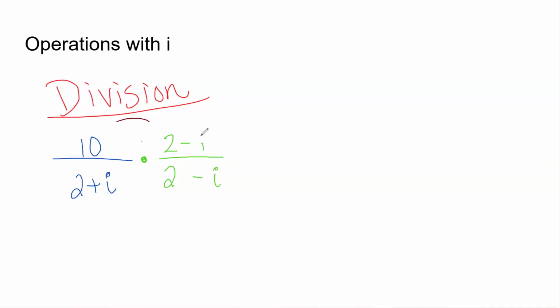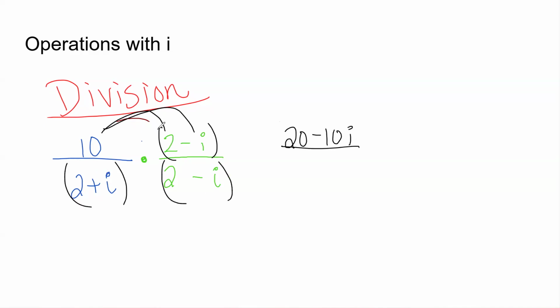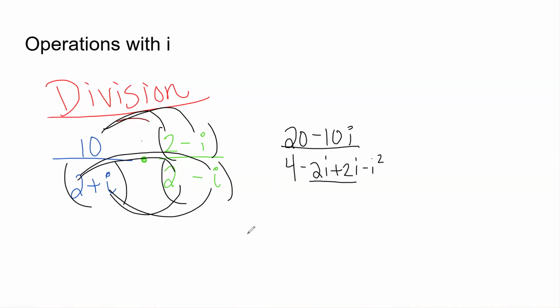And then you got to do the same thing on the top to be fair. So on the top, you're going to distribute 10. So 20 minus 10i. And on the bottom, you're going to FOIL these out. So that's why you have to learn multiplication before division. 2 times 2 is 4, minus 2i, plus 2i, minus i squared. The middle should always cancel. That's the beauty of the conjugate. That's why this works. This should cancel out. So we have 4 minus, this is negative 1 in disguise, so we have 4 plus 1, which is 5.